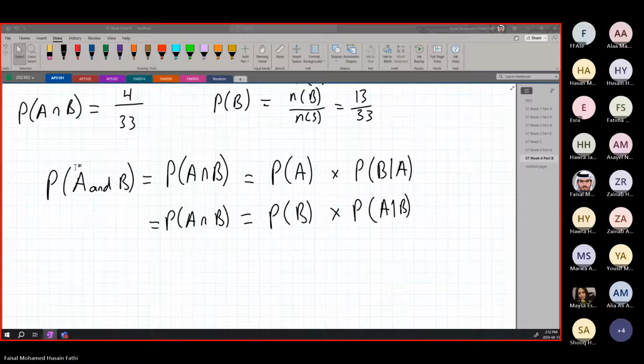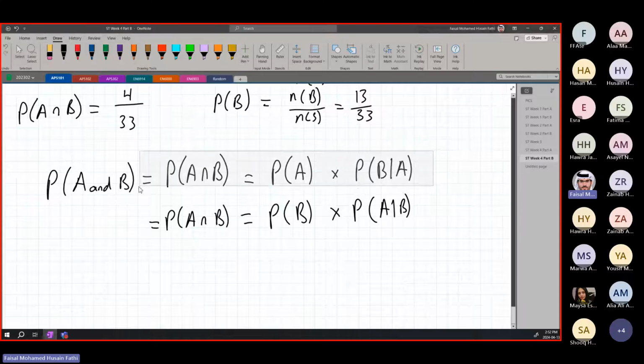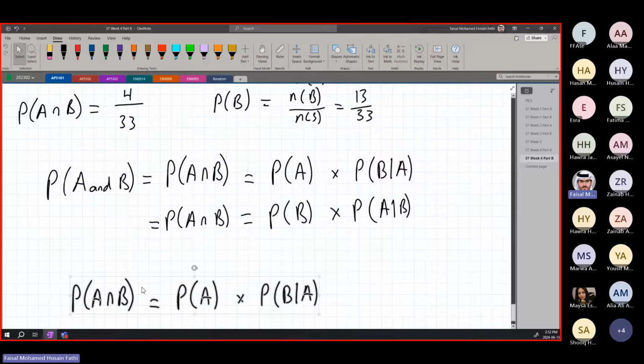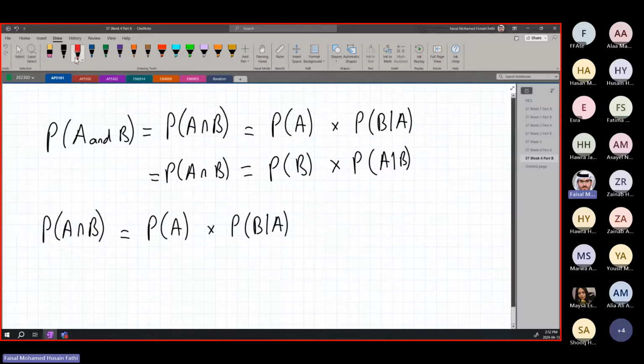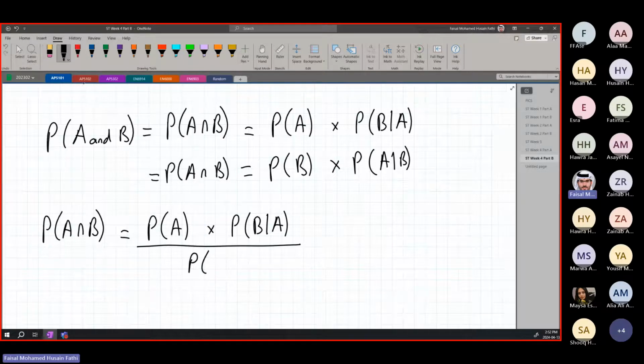Now, this is the equation we are used to, but we can also rearrange it. Let's look at the first equation. We're just going to do some simple math. If we divide both sides by P of A, and divide this side by P of A.